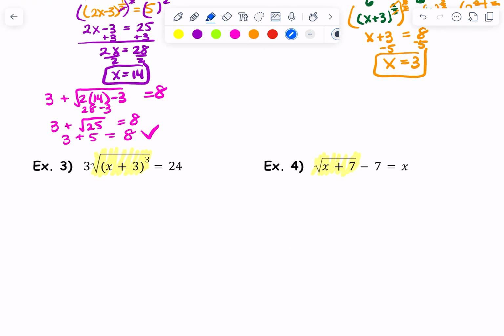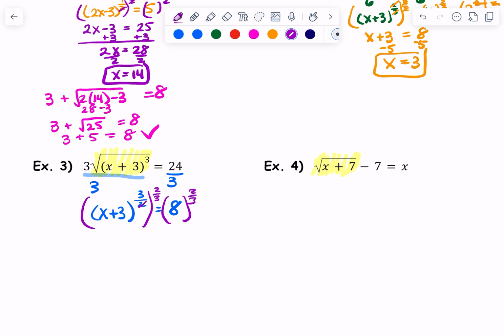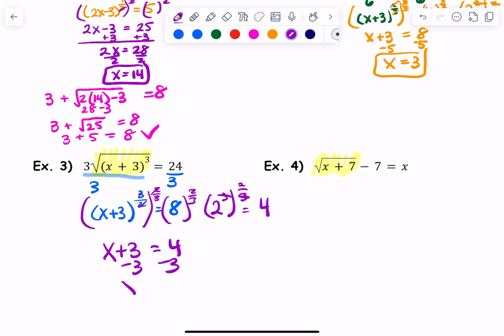Okay, so let's get this guy alone, which means we're going to divide by 3 on both sides. And so we have x plus 3 to the 3/2 is equal to 8. And so we will be raising this to the reciprocal exponent, which is 2/3, which makes a 1 here, which plays very nicely. But 8, remember 8 is 2 cubed. So this is really 2 cubed to the 2/3. So the 3's will go away, and we'll be left with 2 squared, which is 4. So we get x is equal to 1.